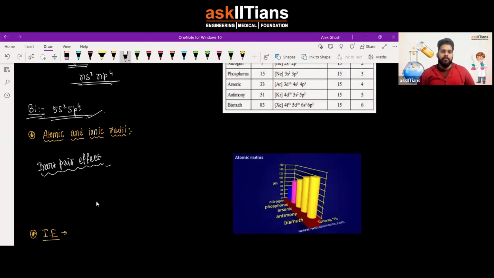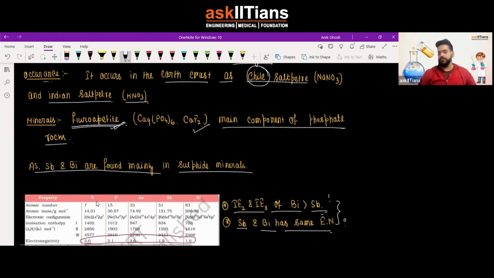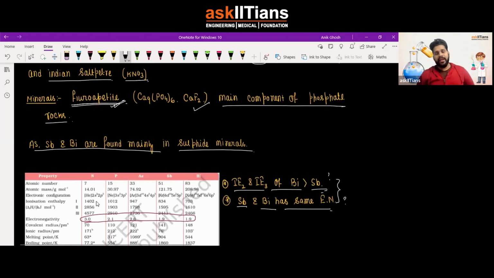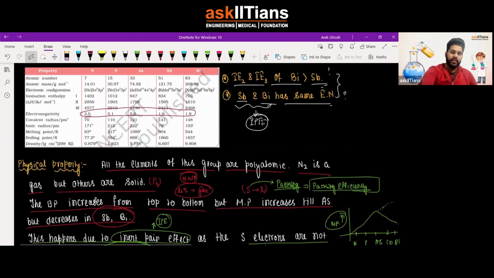Now we go to the first question that I asked you: why do bismuth and antimony have the same electronegativity? The answer is the inert pair effect. They should have different electronegativity, but because bismuth has the inert pair effect, the Z star, the effective nuclear charge for bismuth, is more powerful. As a result, the electrons become inert.